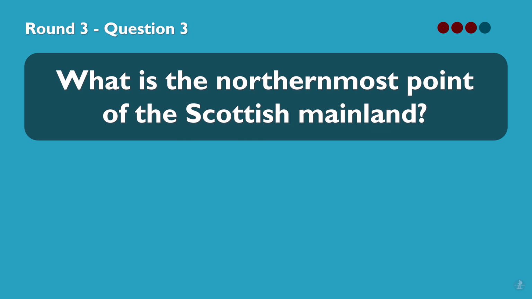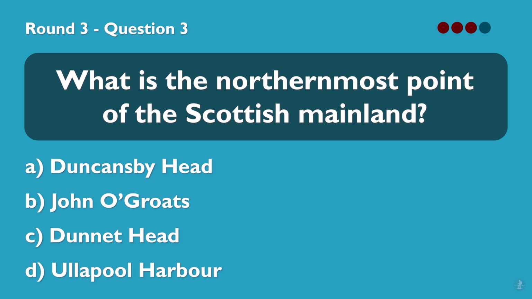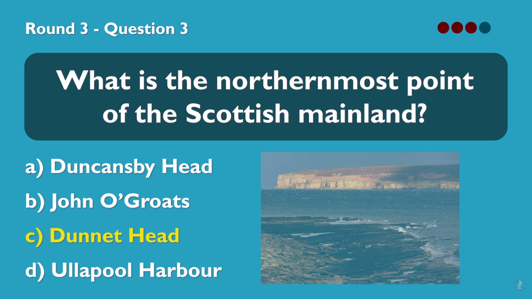Question 3. What is the northernmost point of the Scottish mainland? Duncansby Head, John O'Groats, Dunnet Head, or Ullapool Harbour? The answer is Dunnet Head. Contrary to popular belief, John O'Groats is not the northernmost point on the Scottish mainland. It's actually located about 2 miles further south of the large windswept headland known as Dunnet Head.